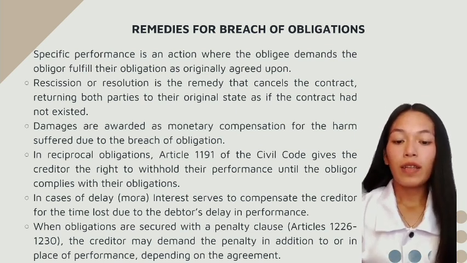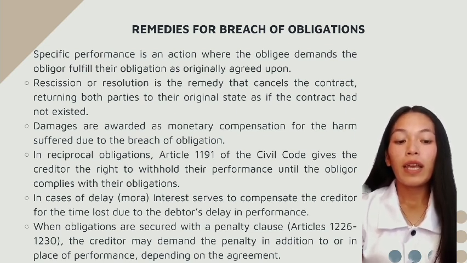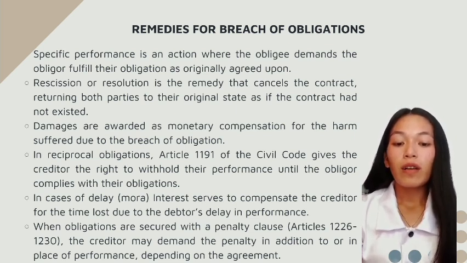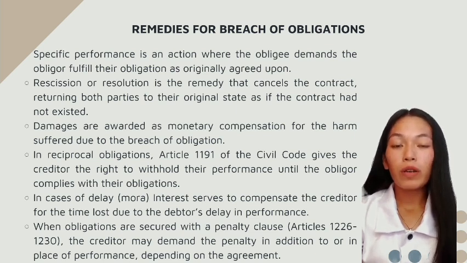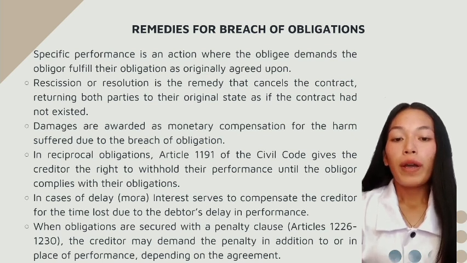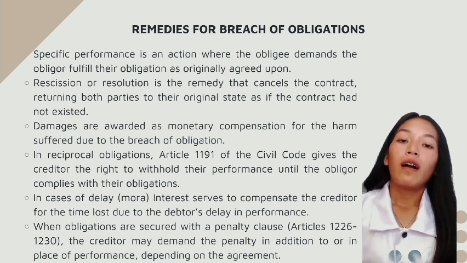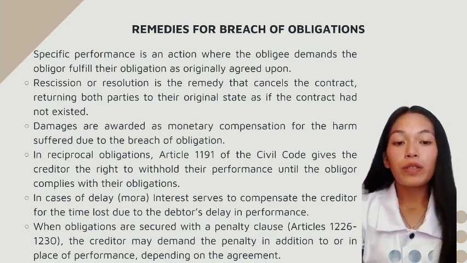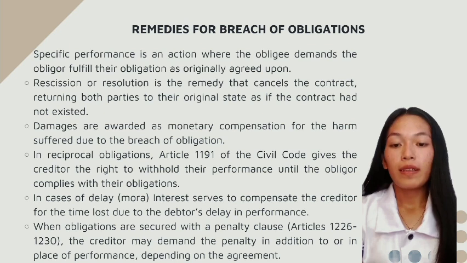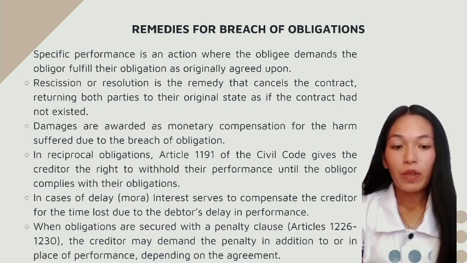And also damages. David hires a contractor to build an extension on his house. The contractor fails to complete the work on time, causing David to incur additional costs. Withholding performance, an example: Alex agrees to deliver goods to Ben in exchange for payment. Ben fails to make the payment. Alex withholds delivery of the goods until Ben complies with his obligation to pay.